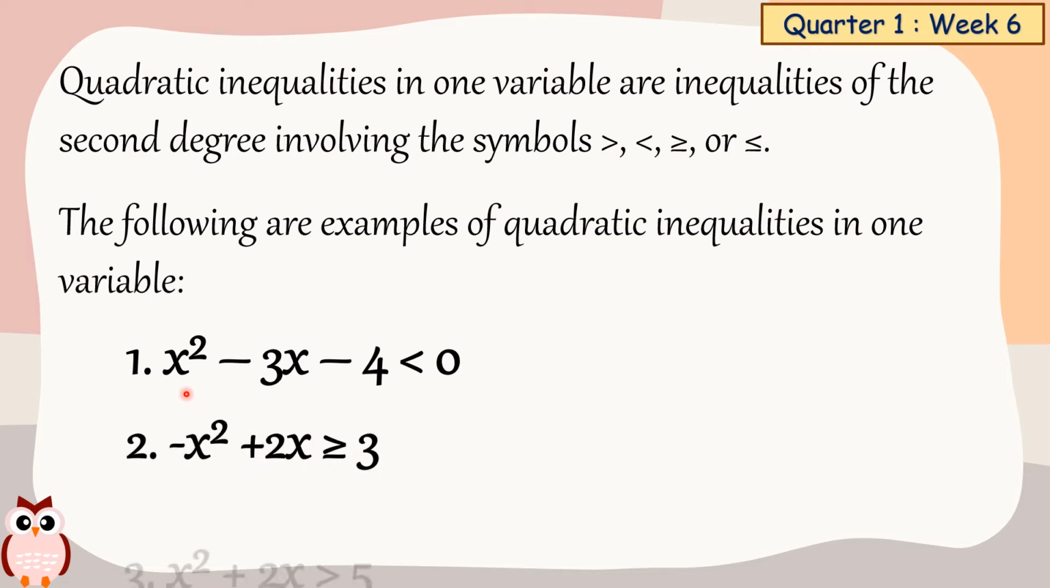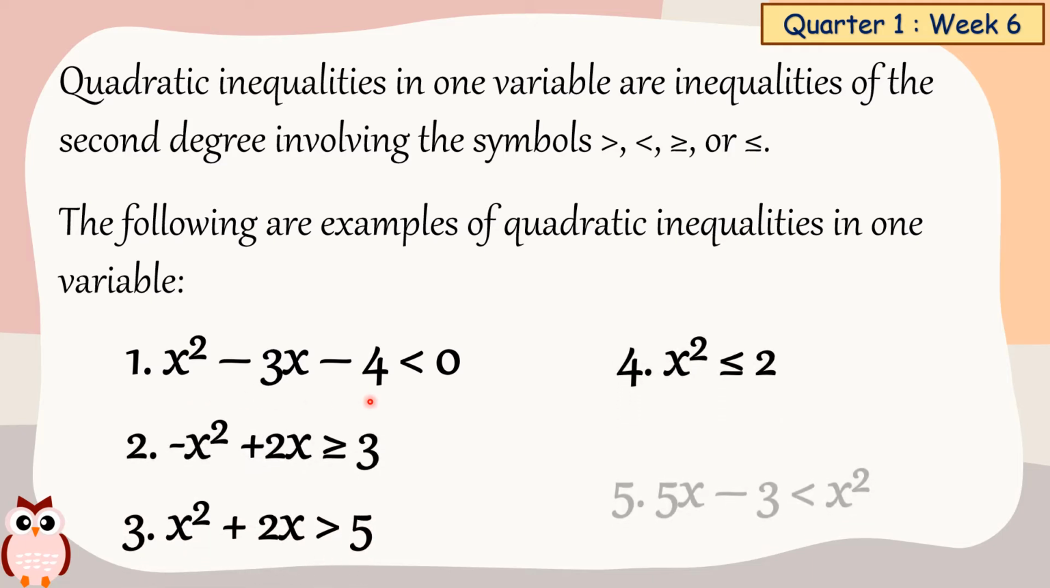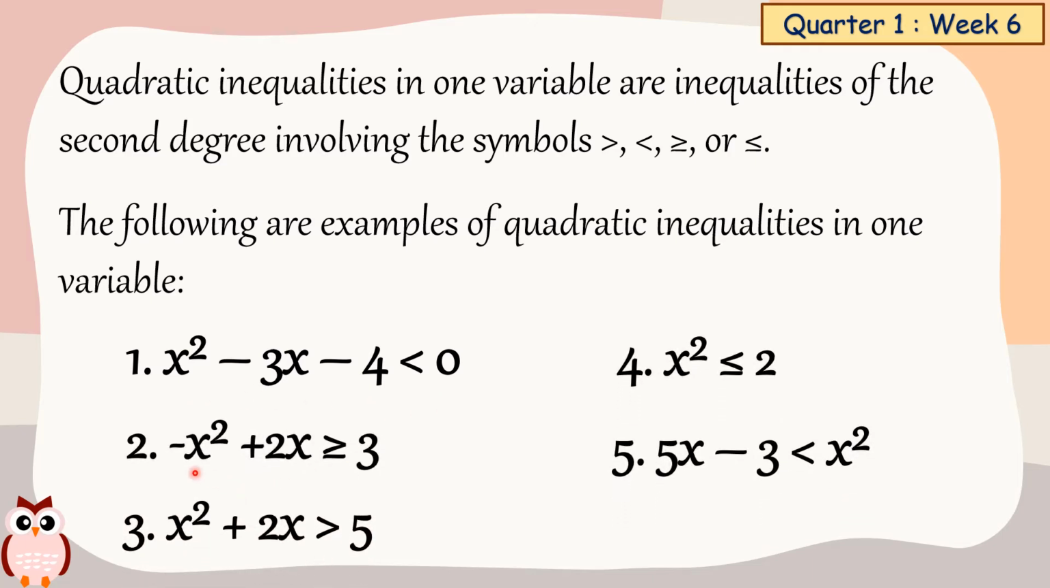We have x squared minus 3x minus 4 is less than 0. We have here negative x squared plus 2x is greater than or equal to positive 3. We have here x squared plus 2x is greater than positive 5. We have x squared is less than or equal to positive 2. And 5x minus 3 is less than x squared. So here are only some of the examples of quadratic inequalities in one variable.